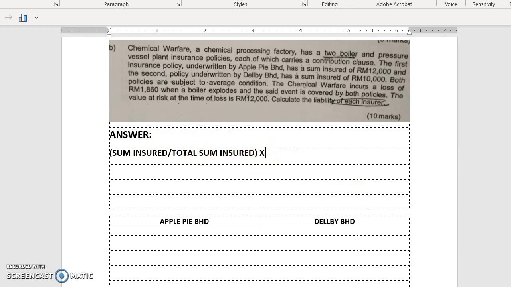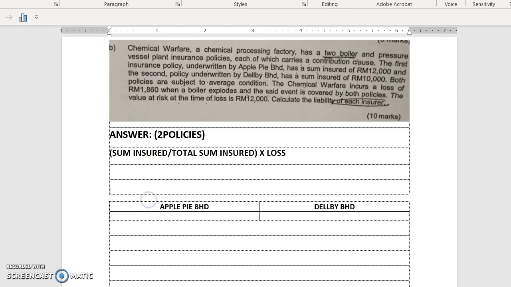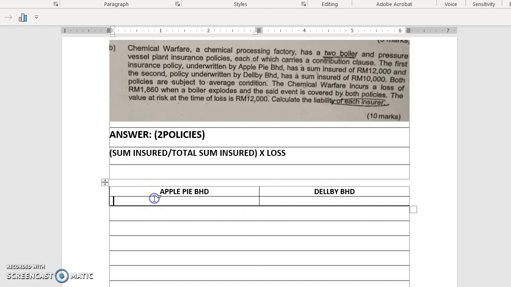And then you times with the loss, the amount of total loss. So this is the formula for 2 insurance policies. You can state here, this is for 2 policies: sum insured divided by total sum insured times the loss. Based on this question, we know that the company is insured by 2 insurance companies.